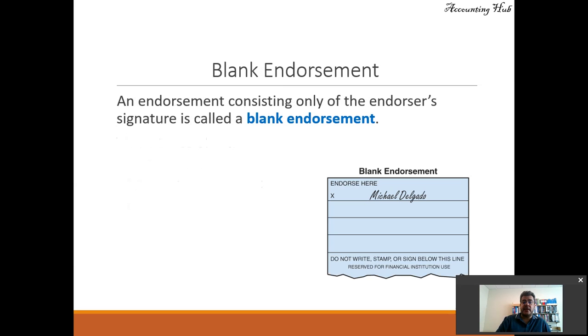So the blank endorsement is at the back of our checks. An endorsement consisting only of the endorser's signature is called a blank endorsement. I got a check from anyone and I will deposit it into my account. So I sign it at the back of the check. So I am endorsing this check.